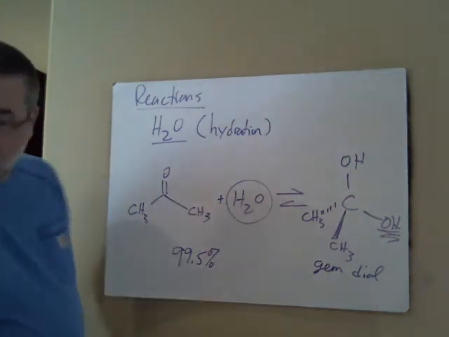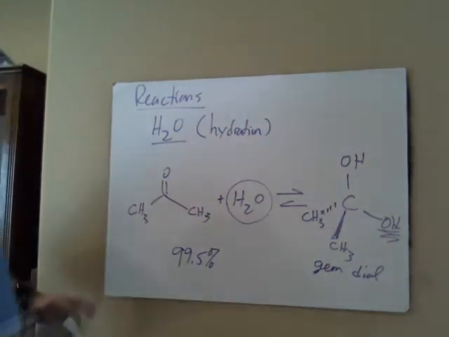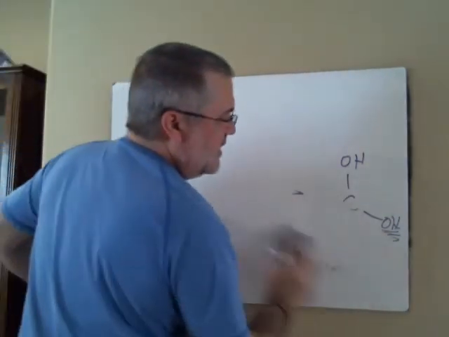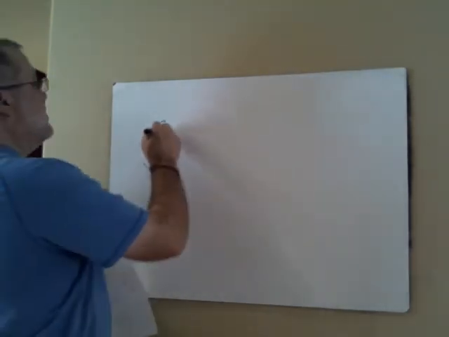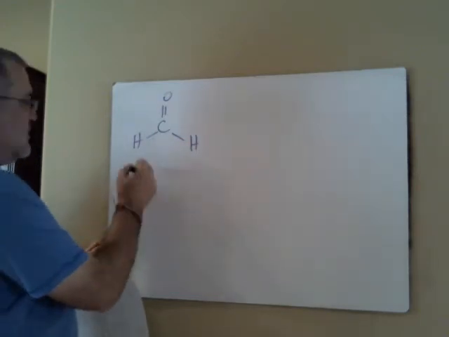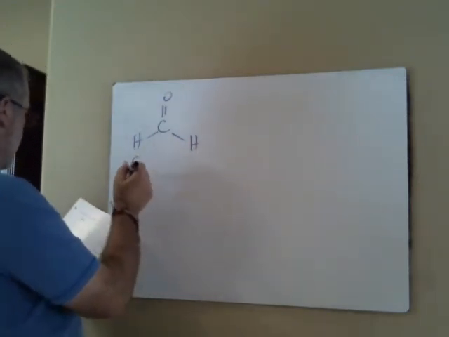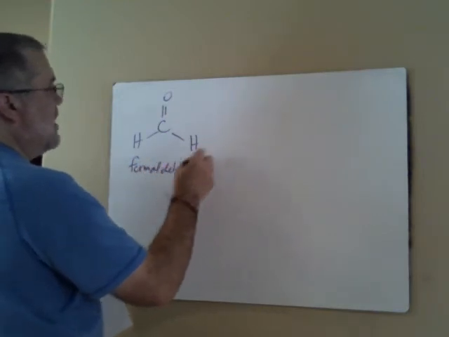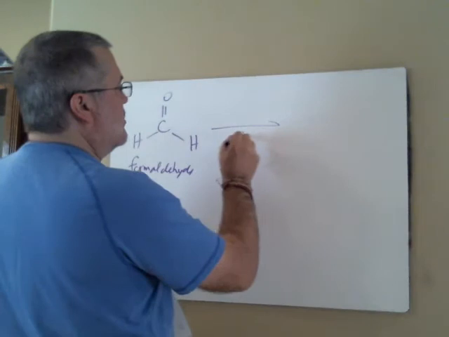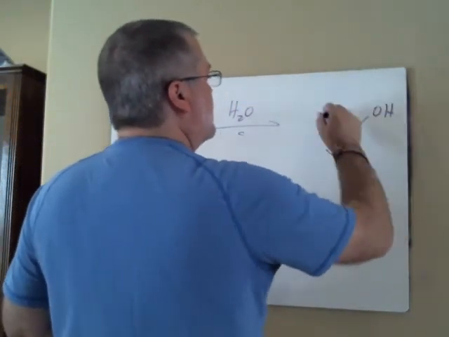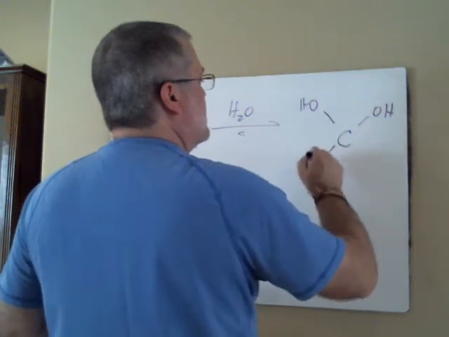The only way you can get this reaction to go with any successful percent yield is if you use something really reactive like this. This is called formaldehyde. All of you have heard of that, right? And formaldehyde, when you react it with water, actually forms this gem diol.